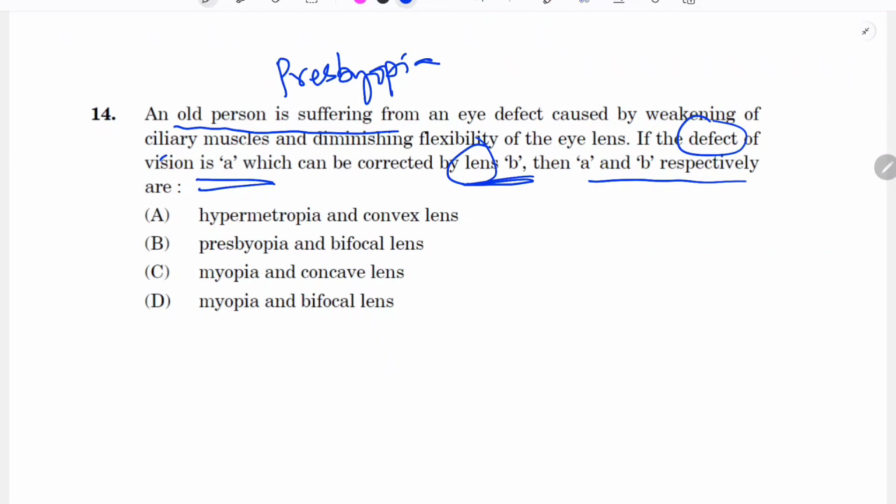So we know that for old person it is presbyopia, and because old persons have both problems, they cannot see both the far away objects and the nearby objects. So we need a bifocal lens, that is the solution. Presbyopia and bifocal lens. So that is the correct answer. Now coming to the next question.